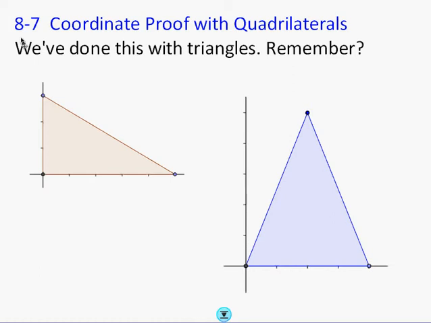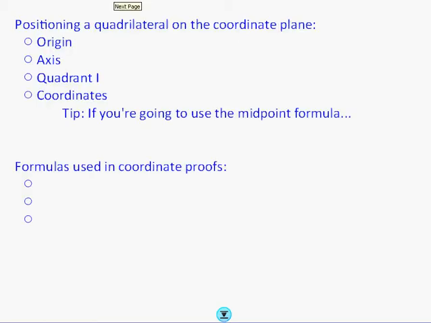This lesson is on coordinate proofs with quadrilaterals. I hope you've done this with triangles, although if you haven't, hopefully you can catch up. Some things to keep in mind. A coordinate proof is essentially when you're asked to prove something about a general shape. Prove this about squares. Prove this about rectangles, and so on and so forth.